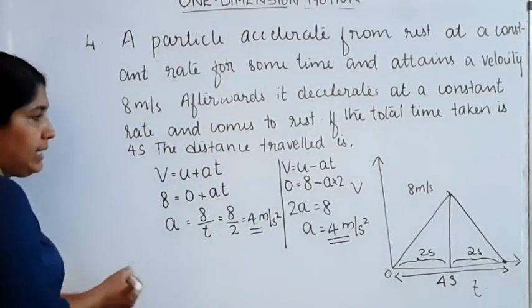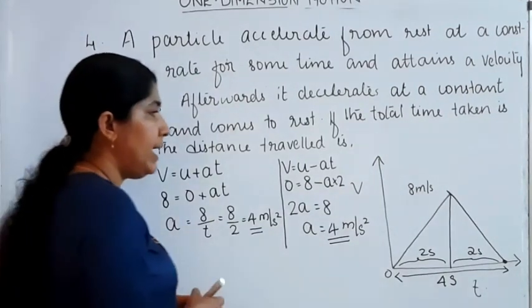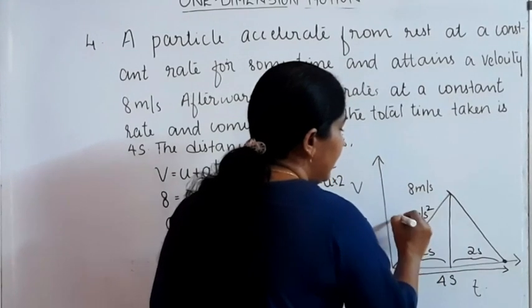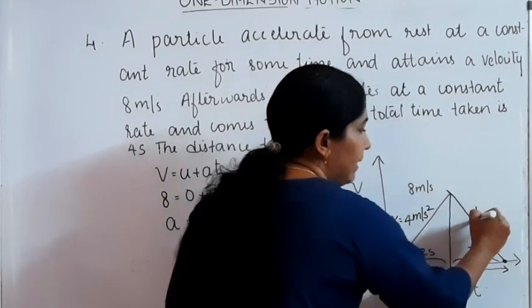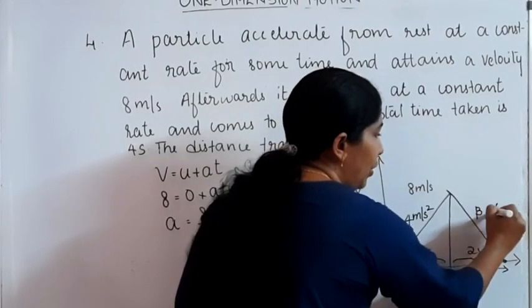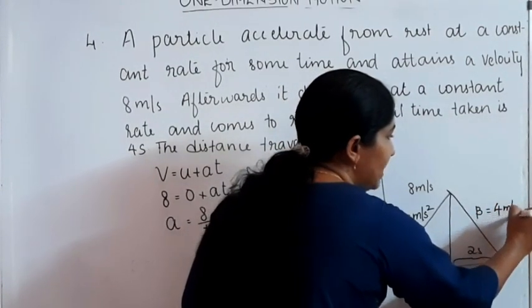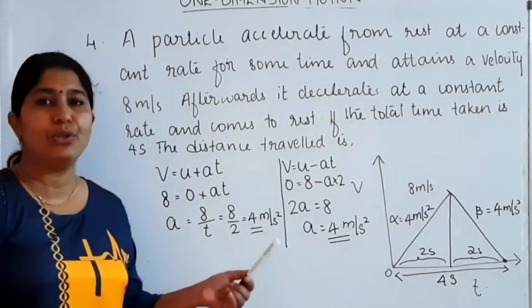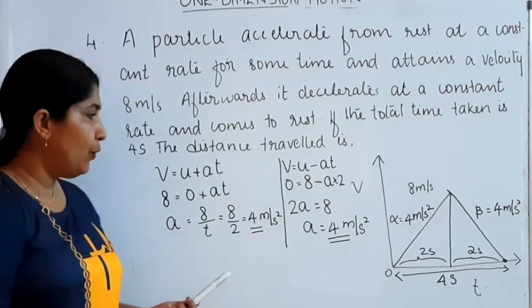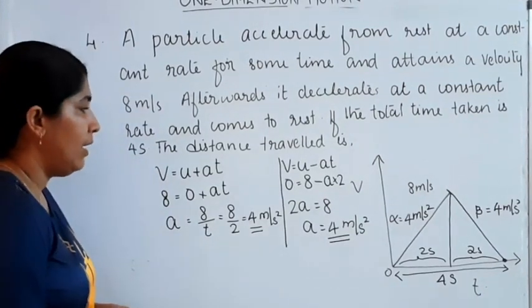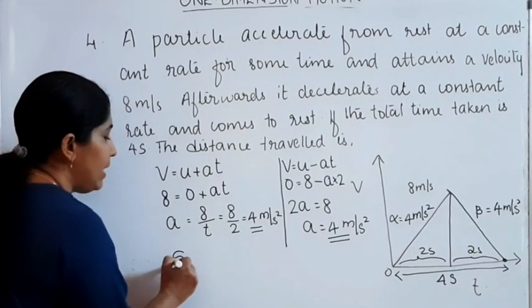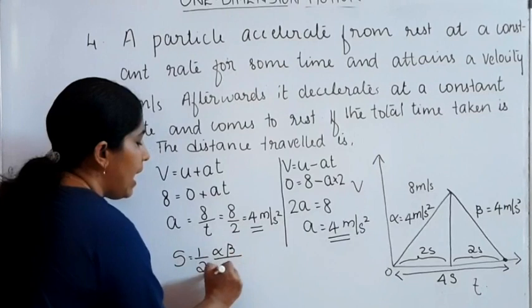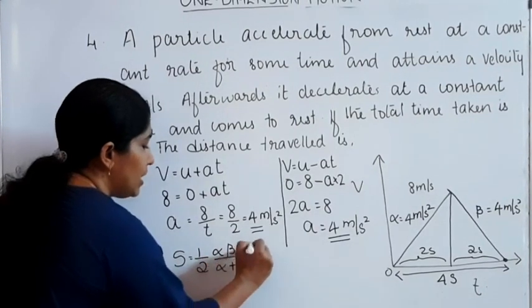In this case, the acceleration of the body, that is alpha, is 4 meter per second square. Then the retardation of the body, beta, is also known and it's also equal to 4 meter per second square. The total time taken is equal to 4 seconds. Therefore, we can use the formula displacement S is equal to half into alpha beta divided by alpha plus beta into T square.